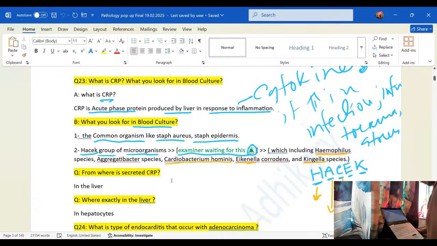CRP is an acute phase protein which is produced by the liver, by the hepatocyte, in response to inflammation.